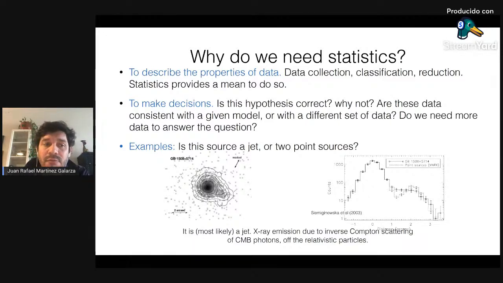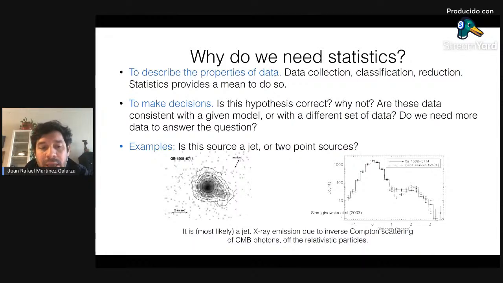Another very important reason why statistics are important is because they allow you to make decisions. You know that one of the central aspects of science is the comparison between a particular hypothesis and the data that you take to try to corroborate or reject that hypothesis. And often, as I was just explaining for the case of kilonova emission, there's more than one possible explanation. So you want to be able to compare hypotheses with one another based on the data you have and decide which hypothesis seems more plausible.